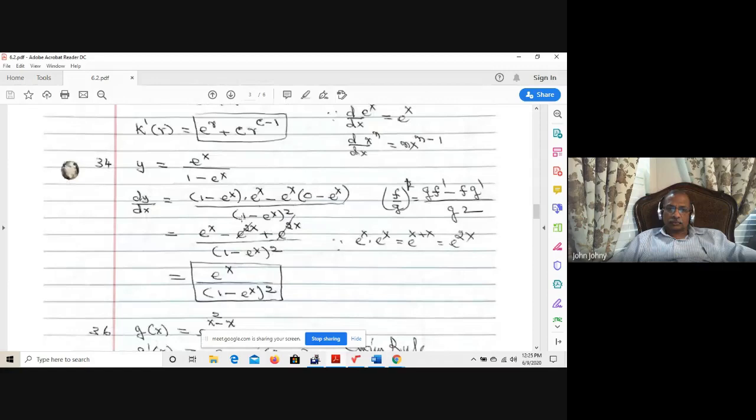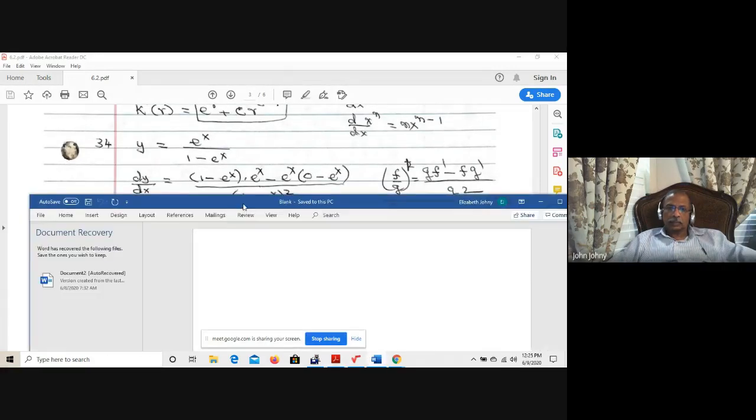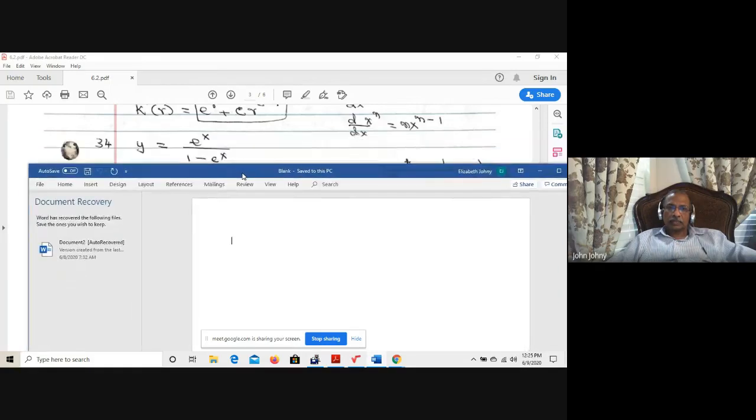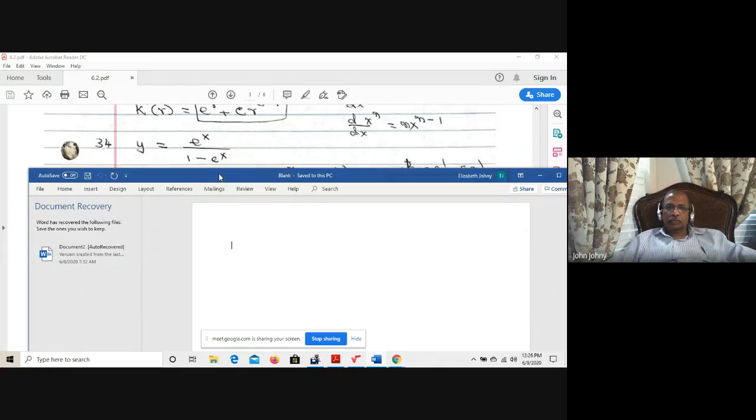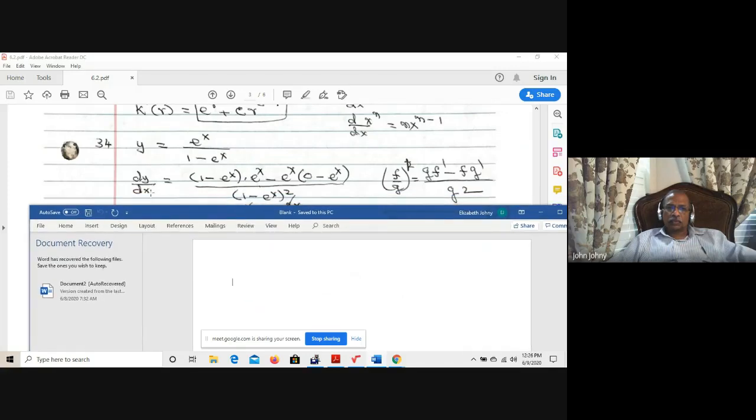Number 34. y is equal to e to the x, whole divided by 1 minus e to the x. You have to differentiate by using the quotient rule. So dy over dx, the quotient rule is here: the derivative of f over g is equal to the denominator times the derivative of the numerator, minus the numerator times the derivative of the denominator, all divided by the square of the denominator.